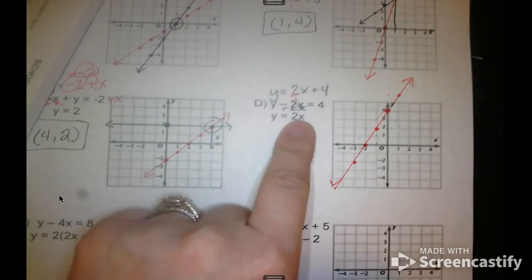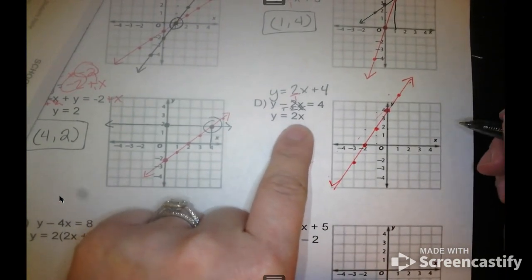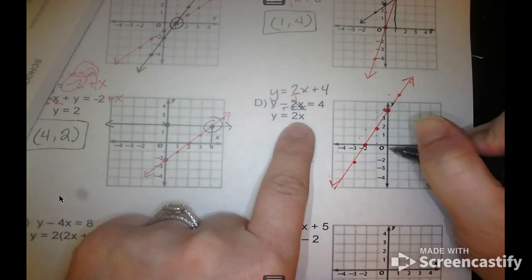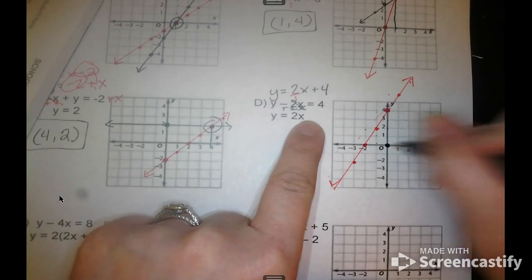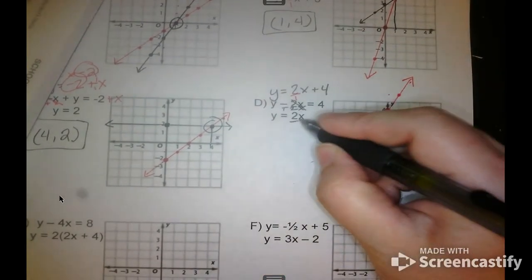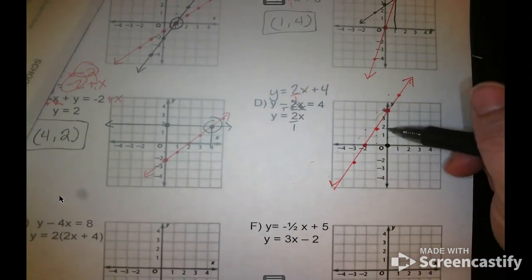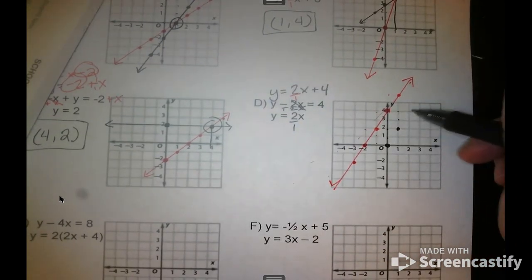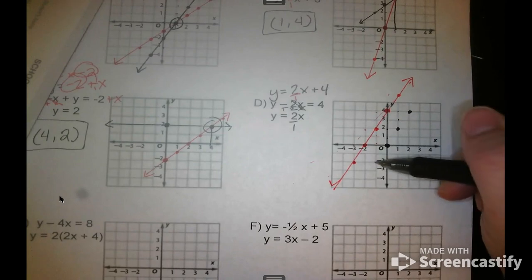All right, so where is my starting point for this one? No. 0. There is no y-intercept, which means I always start at 0. What's my slope? 2x. 2 over 1. So I go up 2 over 1. Up 2 over 1.